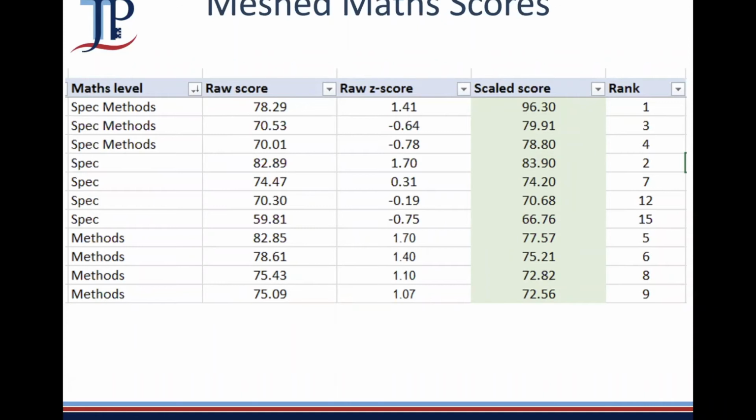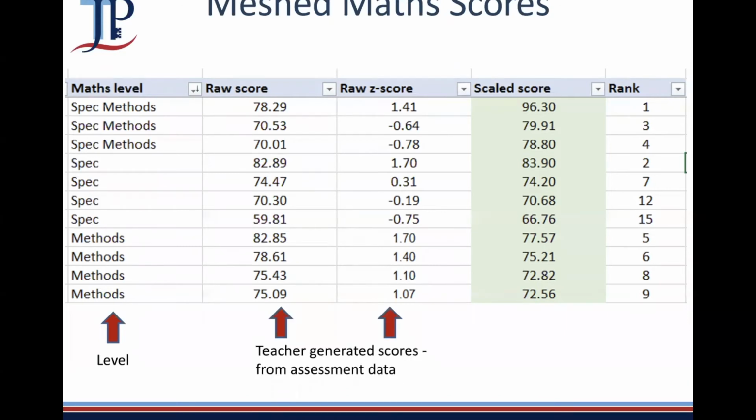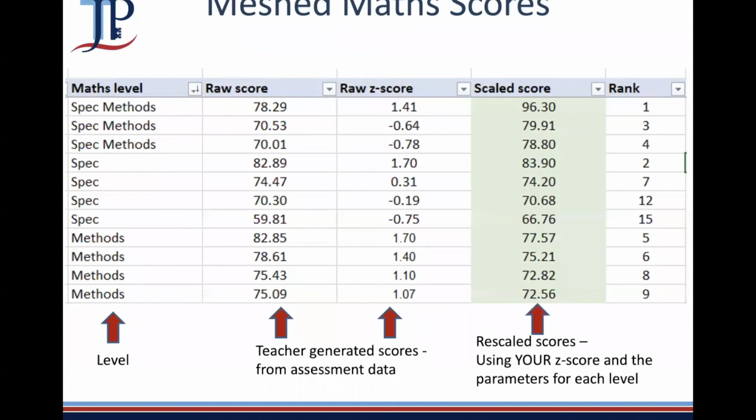So we've got the level, we've got the teacher-generated assessment data, we've got your scores rescaled onto a common scale. All of that happens at the end of the semester when all your raw data is in. Then we do the rescaling for the groups, and then we bring them together.